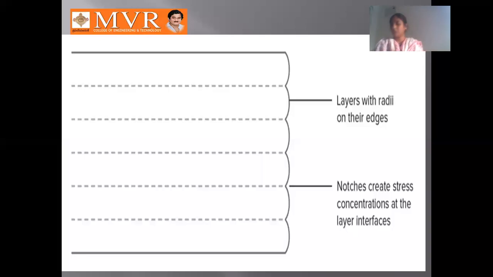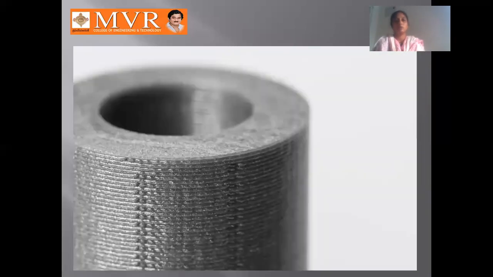Okay, if you see in this diagram, it has a layer by layer process, with different radii and different types of edges. Notches can also create stress concentration at the layer interfaces. Layer by layer means the viscosity is easily identified throughout the process, and the radius should also have a curved part, which is correctly identified through this process. Okay, this is the layer-to-layer adhesion process.